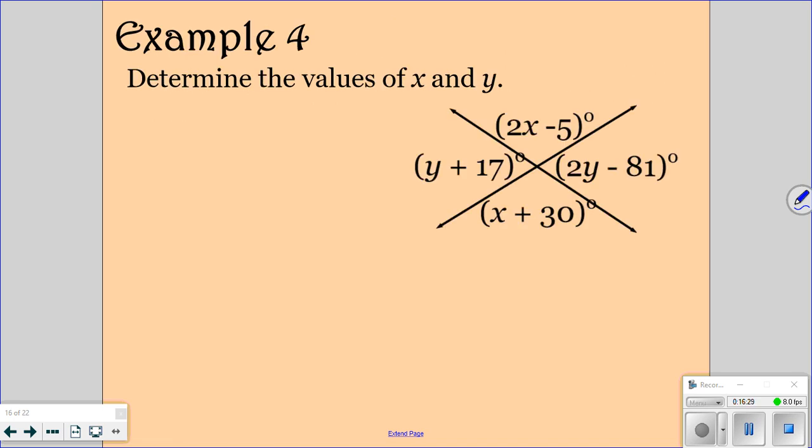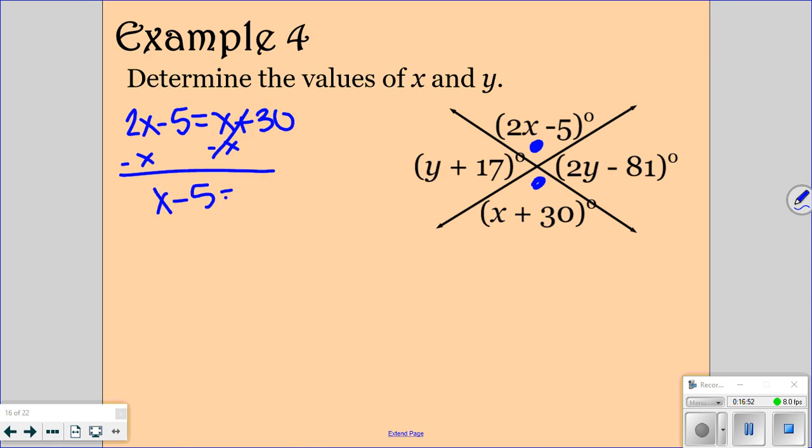We want to determine the values of x and y. So we have vertical angles here. This angle and this angle are vertical. So that means that they are congruent to each other. So 2x minus 5 is going to equal x plus 3. So if you solve for x, we can subtract x here. And so 2x minus x is x. And then you can add 5 to get that x equals 35.